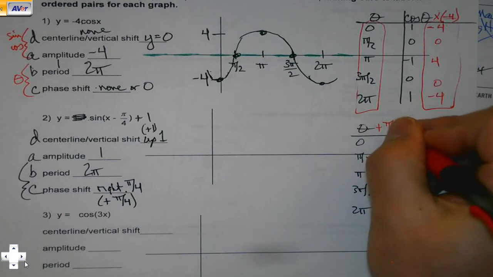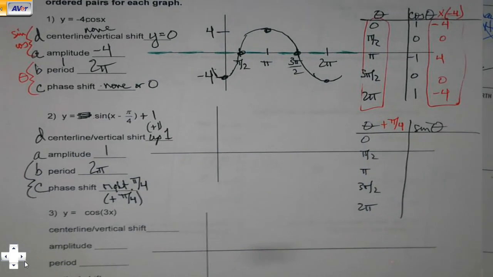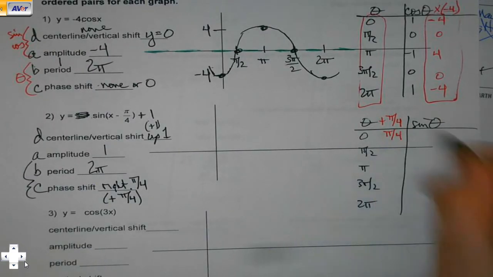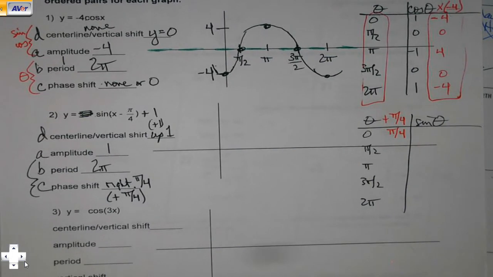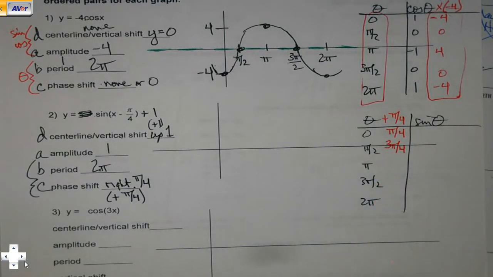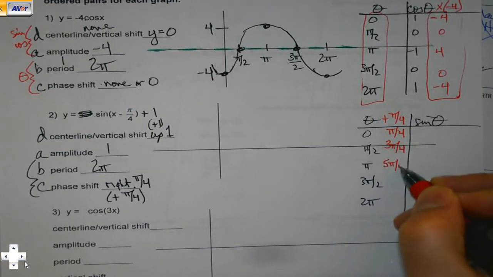Plus pi over 4. So I'm going to add pi over 4 to these. Now before you go into a panic, I don't like my fraction. Again, just think about them as fractions without the pi there. 1/2 plus 1/4 is 3/4. 1 plus 1/4 is 5/4.